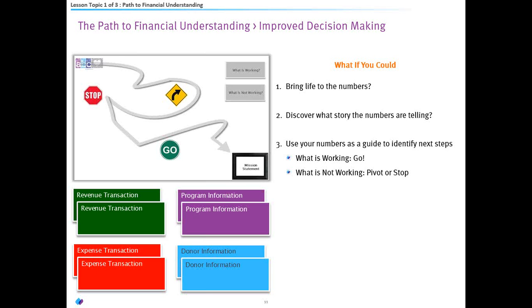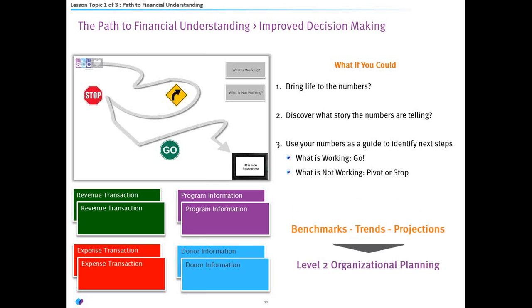So, look at the revenue numbers, the expense numbers, the program donor information, and use that to find out what is working and what's the story behind the numbers, to show you where you should continue and push forward, but also alert you to what's not working and when you should pivot and stop.